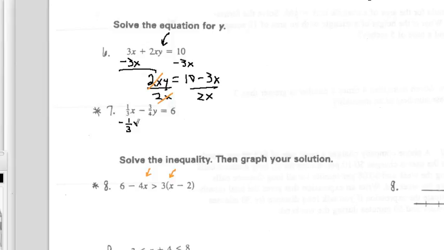And remember, when we have our final answer, we don't want a fraction with fractions. So when we subtract 1/3 x from both sides, on the left-hand side these guys cancel. So we have negative 3/4 times y is equal to 6 minus 1/3 x.